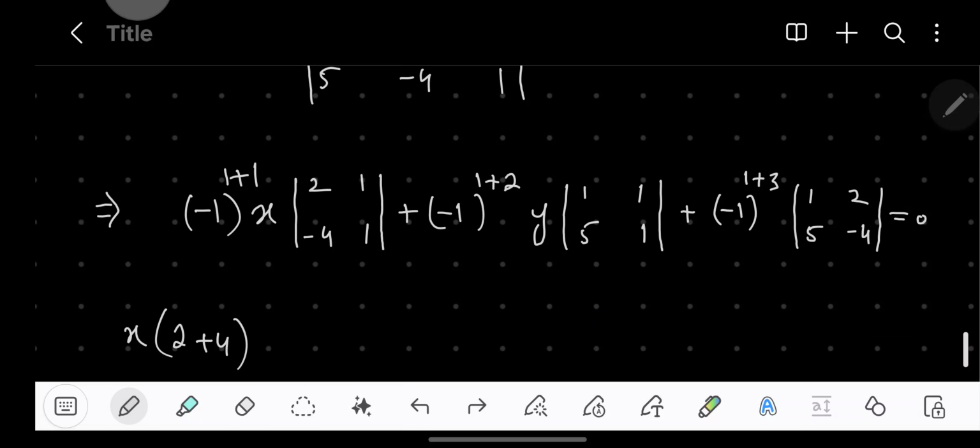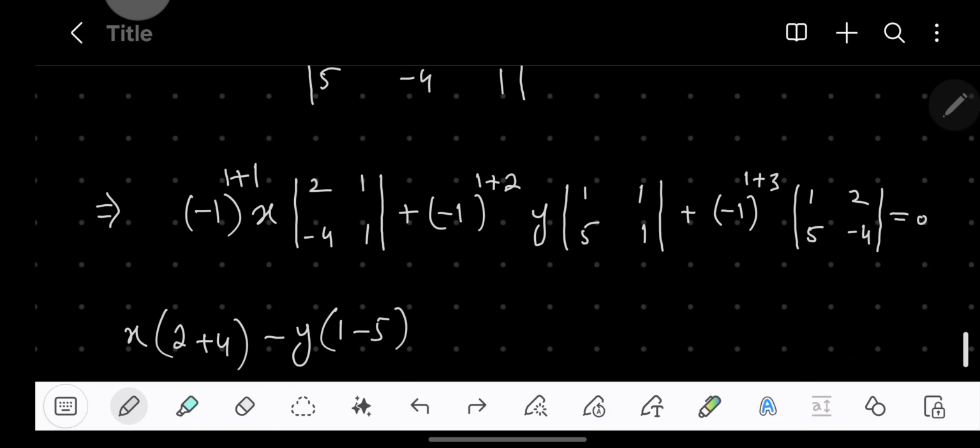If we calculate the first value, this is 1, because (-1) to the power 2 is an even number. So (-1) to the power of an even number is plus, so nothing should be written. Then x, and the determinant of this is 2 times 1 is 2, plus 4. Okay. The next value is -y, because (-1) to the power 3 is an odd number, so that's why I will write negative. So negative times y, and the determinant of this is 1 minus 5.